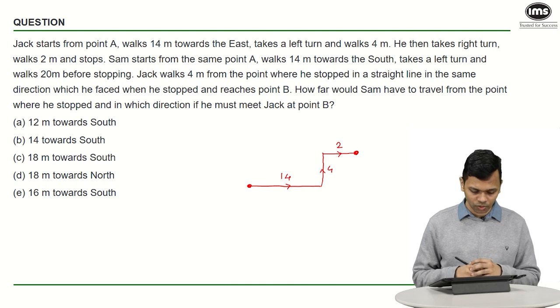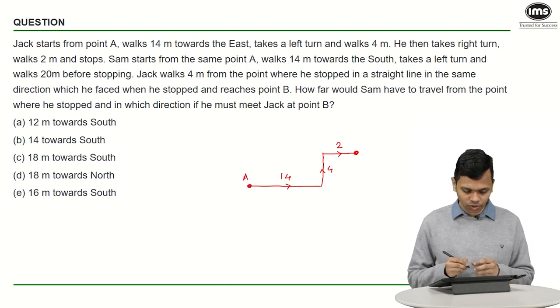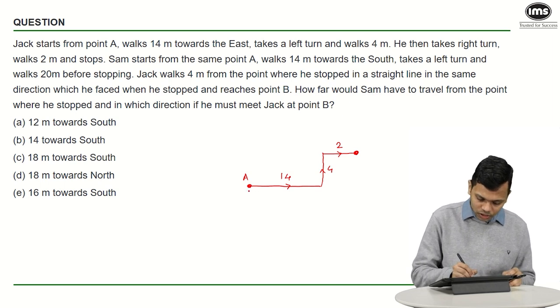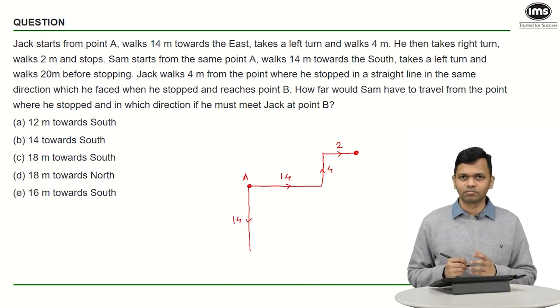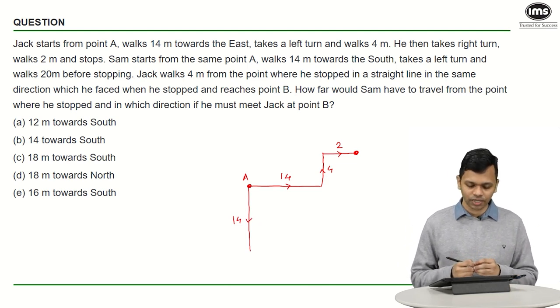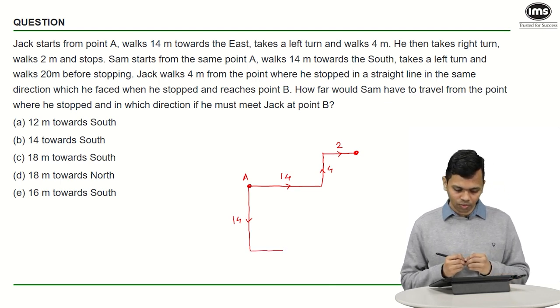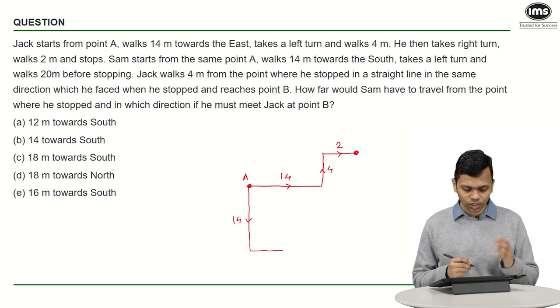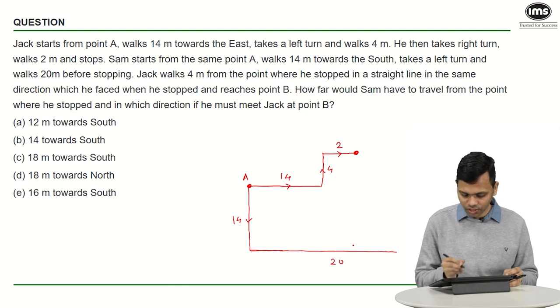So let's put this into context now. So we have the same point A where Sam is also starting, walks 14 meters down south. So again I'm going to draw things as proportionately as possible, takes a left turn. Now for the person who is going in the south direction, the left turn would be like this and what they are saying is takes a left turn and walks 20 meters. Again I have to ensure that I draw this proportionately, so somewhere around here let me put this distance as 20.